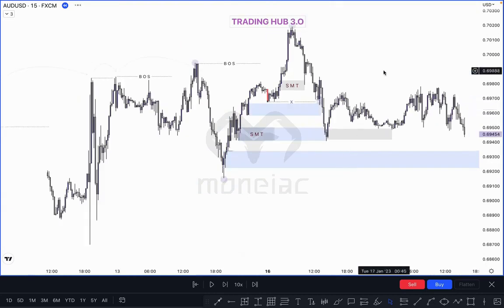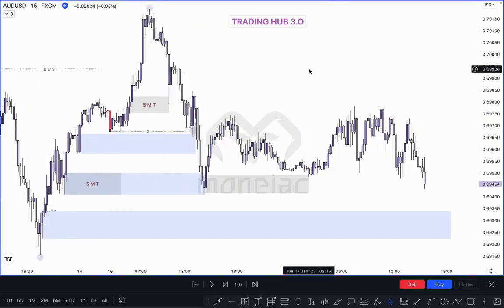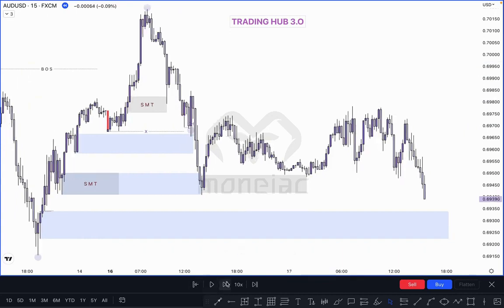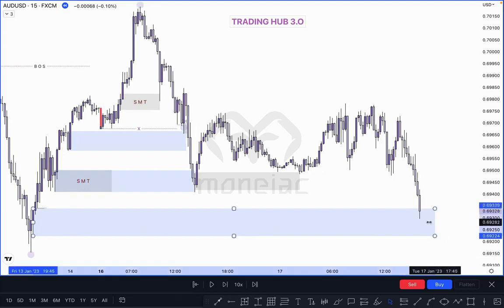Okay, so let's wait to mitigate this order block, then you can switch to a 1 minute time frame for entry criteria. So let's see what happens next here. Okay, so finally the market mitigated our order block here. Now you have to switch to a 1 minute time frame to see exactly how you can trade in a 1 minute time frame.